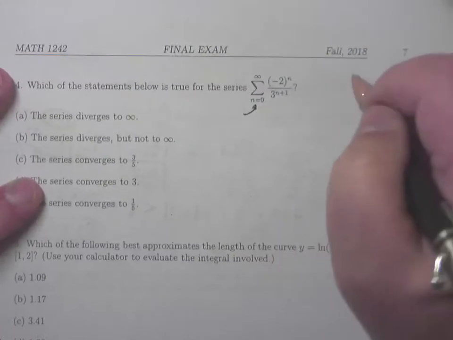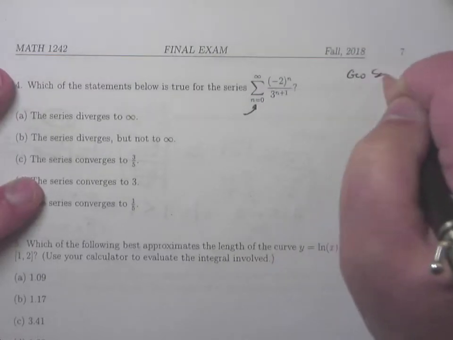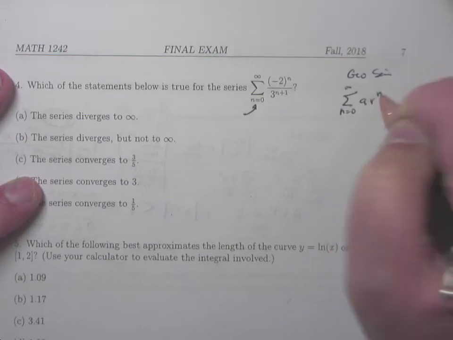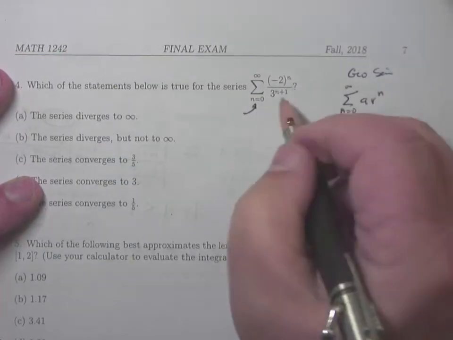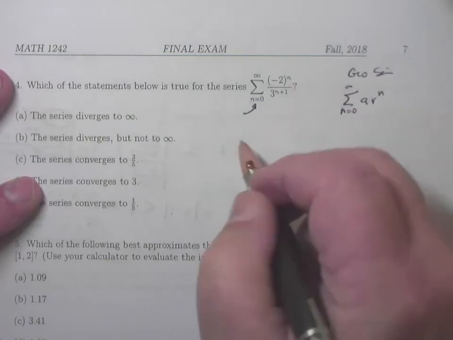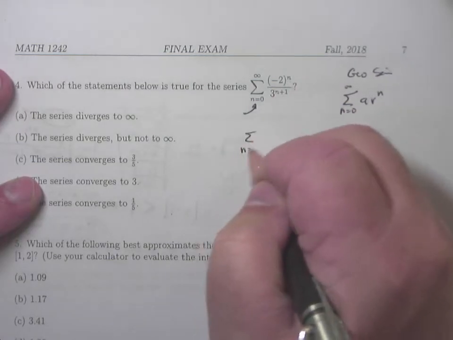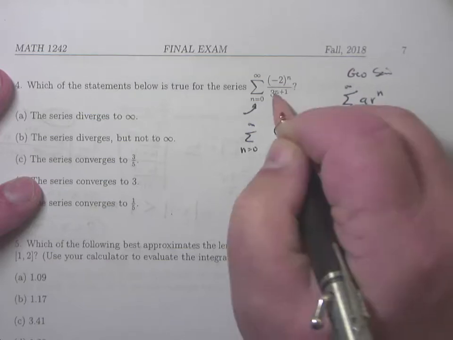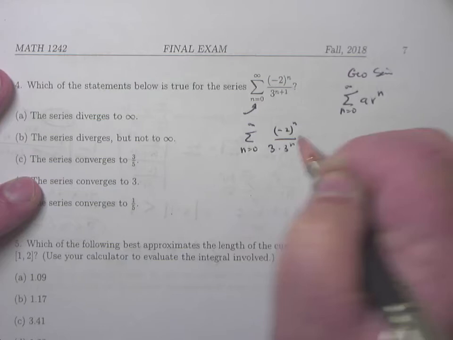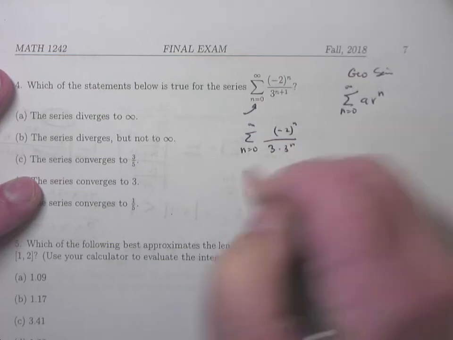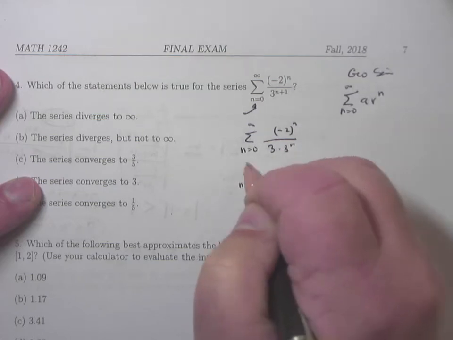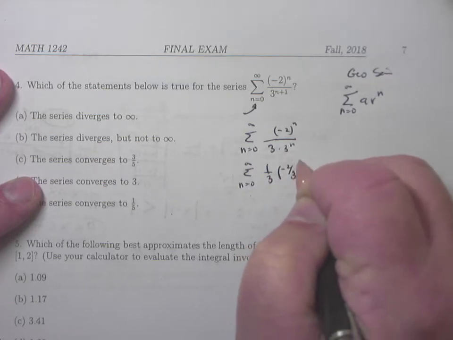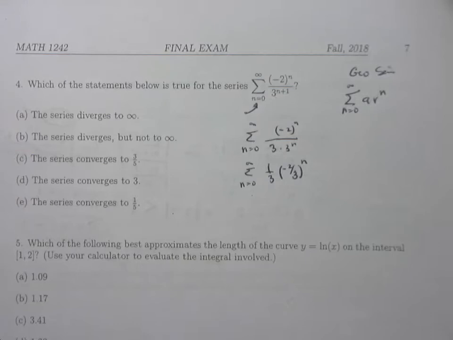Now, they started with n equals 0. The geometric series for n equals 0 is this formula: the sum as n goes from 0 to infinity of a r to the n. So I need an n on this stuff. I got n plus 1. So I got the sum as n goes from 0 to infinity of negative 2 to the n over 3 to the n plus 1, which is 3 times 3 to the n. When I put this together, I get the sum as n goes from 0 to infinity of 1 third times negative 2 thirds to the n.